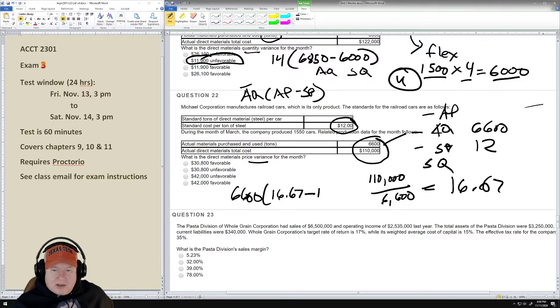$16.67, minus our budgeted price, the standard price. You notice that the actual price is more than the standard price. Again, this is going to be unfavorable, right? We're spending more than we had budgeted, and this one ends up being 30,800 unfavorable.